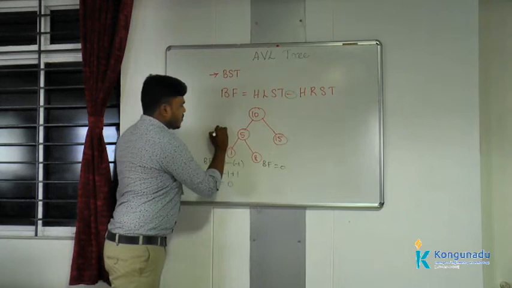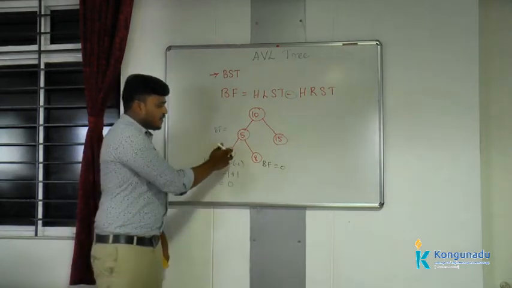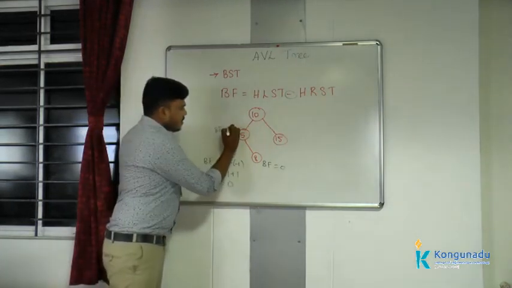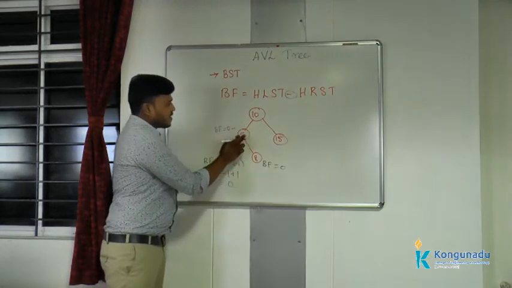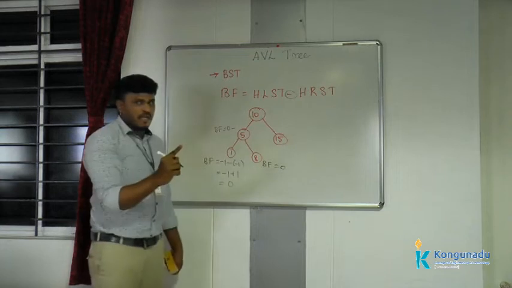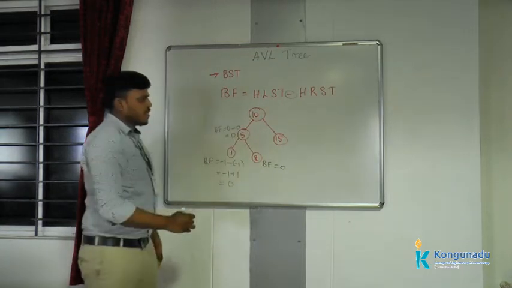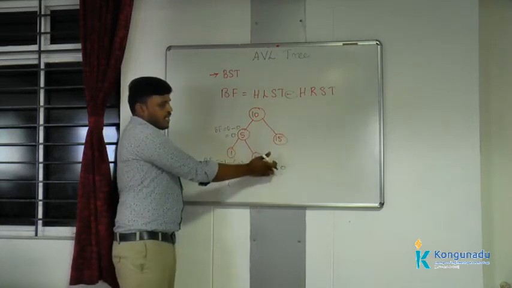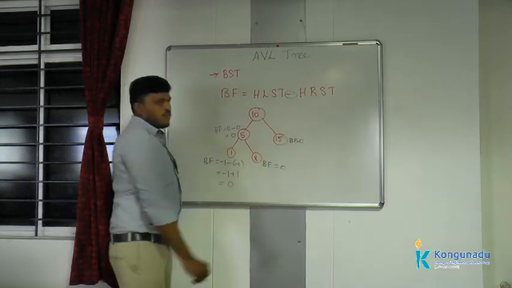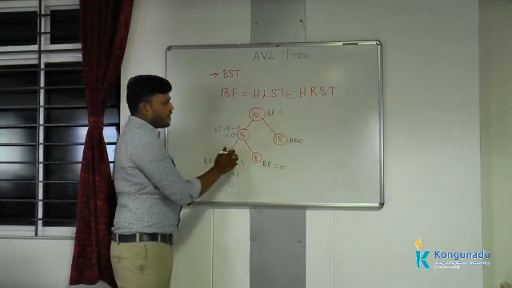Similarly, for this node, BF is equal to height of left subtree. It contains only one child, and the value is 0. The right subtree contains one node, so the height is 0. So 0 minus 0 is 0. Similarly, for this node, it does not contain any left child or right child, so we can take BF as 0.